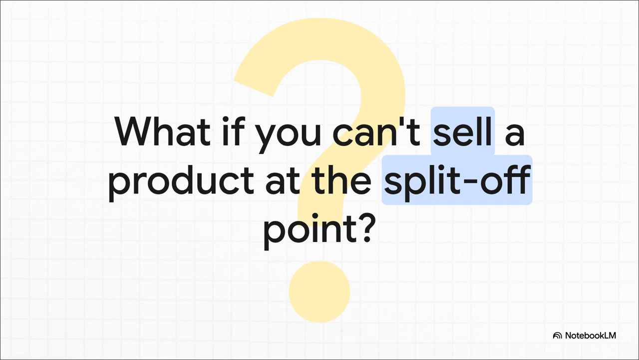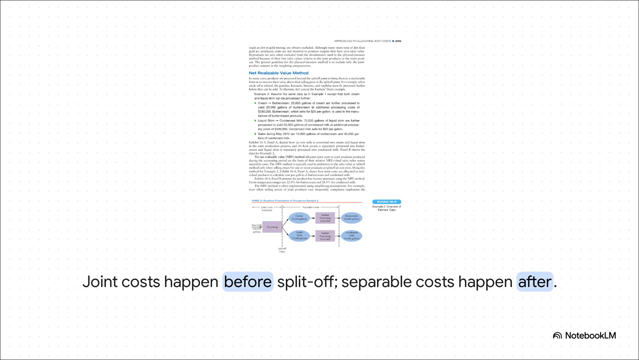A lot of products, like raw milk or crude oil, need more work before anyone's going to buy them. This puts accountants in a tough spot. How do you split up those initial shared costs among products that literally don't have a price tag at this stage? This image breaks it down perfectly.